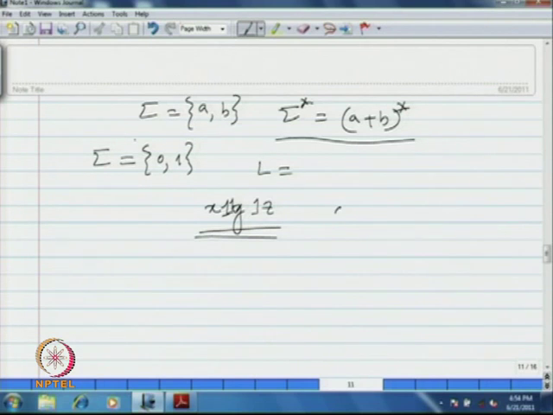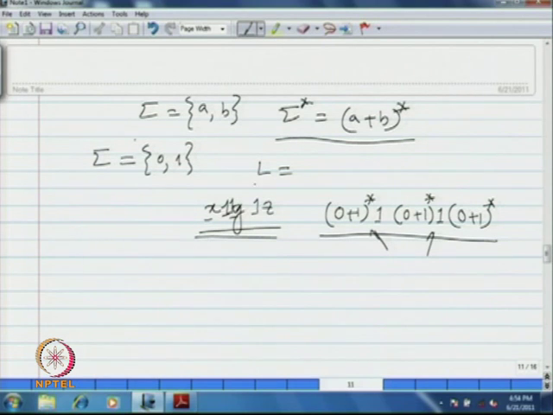Therefore, the corresponding regular expression will be (0+1) star, which is x, then 1, again (0+1) star, which represents y, again 1, and finally for z again (0+1) star. So the two 1's represent that at least 2 ones will be there in any string, and other than these there may be any strings over {0, 1} in the other places. So there is a regular expression for the given language L.